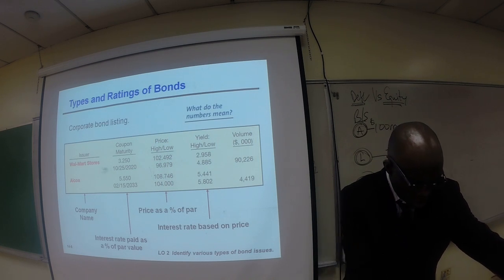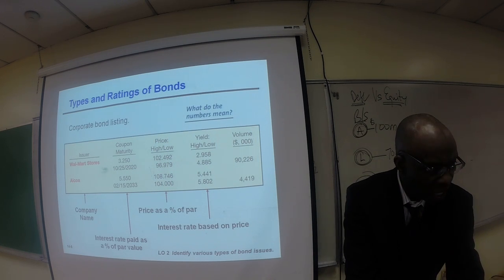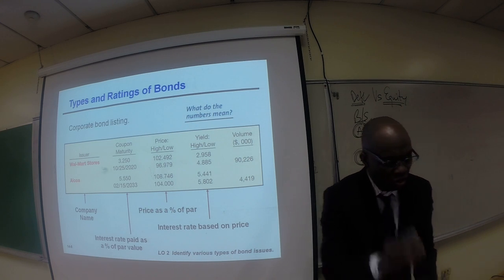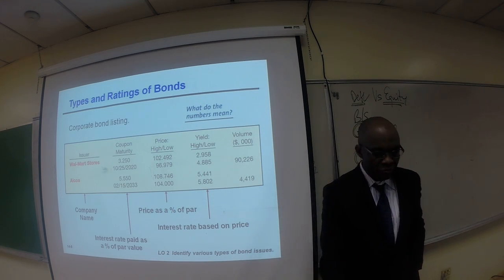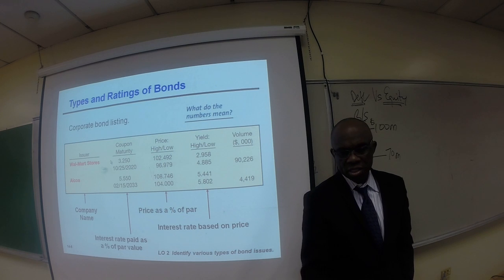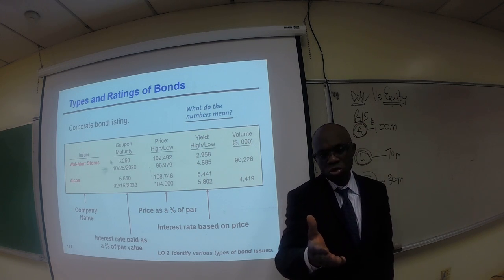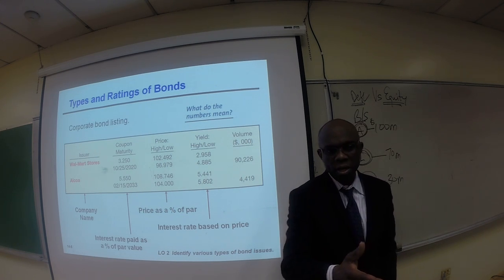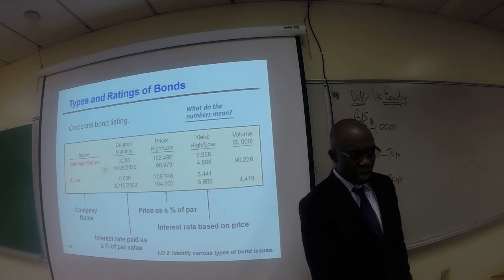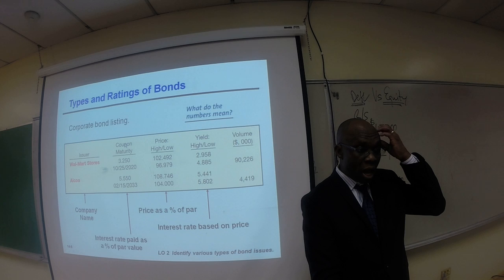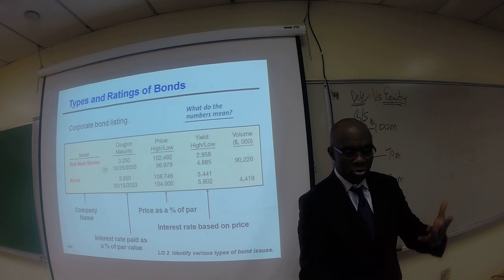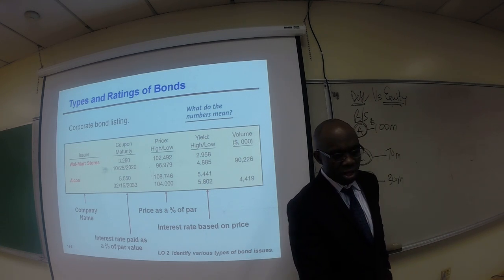Okay, moving along, let's take a look at types and ratings of bonds. Here's an example of a corporate bond listing, as you can see in the Wall Street Journal or the business section of your local newspaper. Here we have Walmart as the issuer of this bond. The coupon column has two titles. Coupon is the interest rate that is specified on the bond. In this case, it's 3.2, and the maturity date is 10/25/2020.